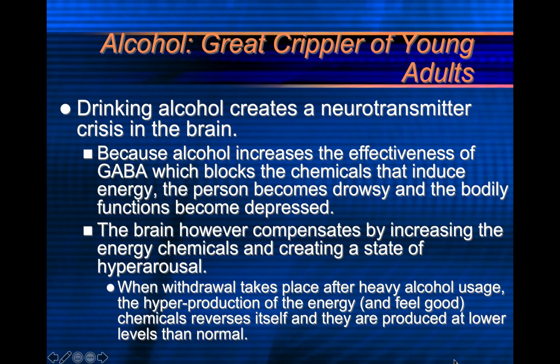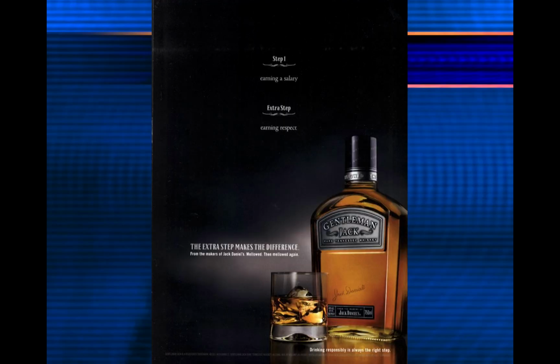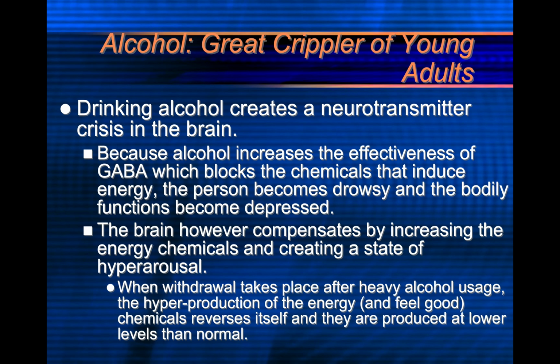Drinking alcohol creates a neurotransmitter crisis in the brain because alcohol increases the effectiveness of GABA. Those are subliminal messages, by the way. And they're not subliminal messages for you or for me because we're not alcoholics. And we don't get the delirium tremens, and for that reason, these messages aren't for us. It's for those heavy drinkers. Because alcohol increases the effectiveness of GABA, which blocks the chemicals that induce energy, the person becomes drowsy and the bodily functions become depressed. The brain, however, compensates by increasing the energy chemicals and creating a state of hyperarousal.